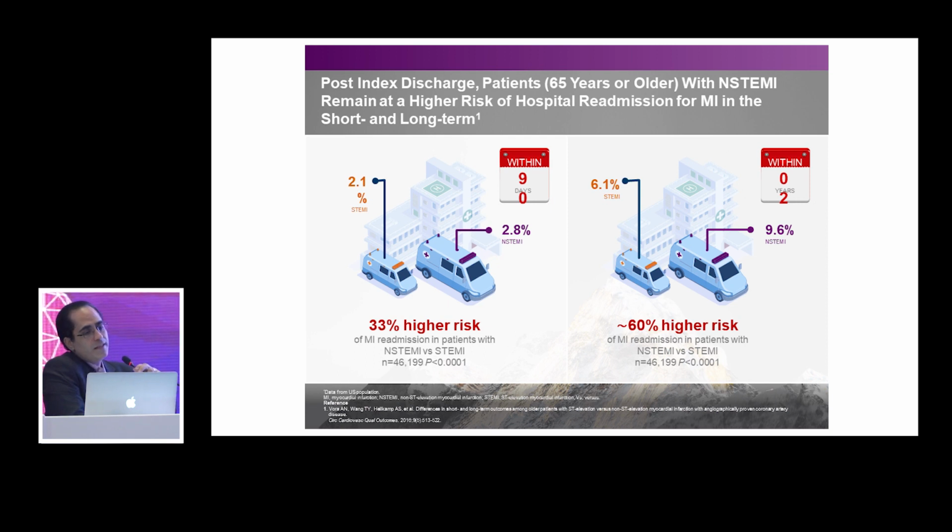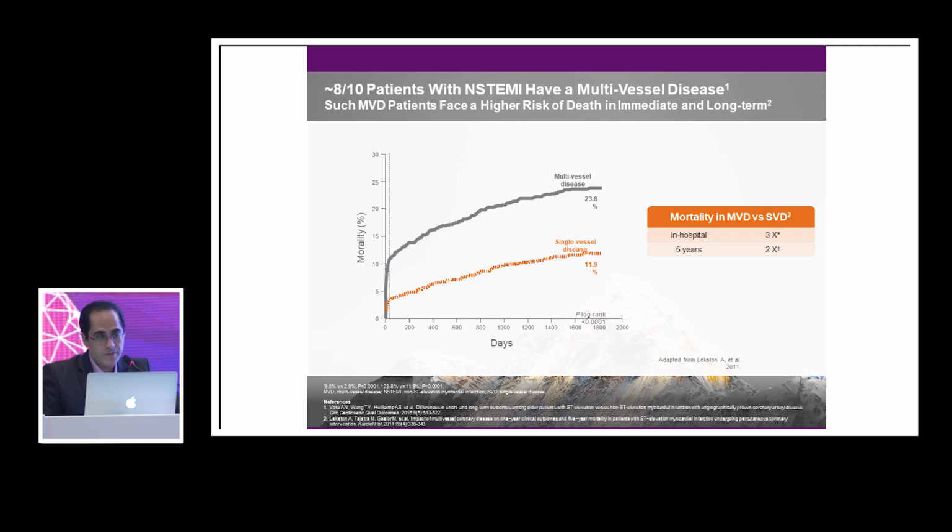And this is the post-index discharge for a patient with non-ST elevation MI. If you see, after 3 months, there is almost 33% higher risk of mortality in the non-ST elevation arm versus the ST elevation. And after 2 years, you see there is a 60% higher risk in a non-ST elevation myocardial infarction patient than the ST elevation patients. And why is that?